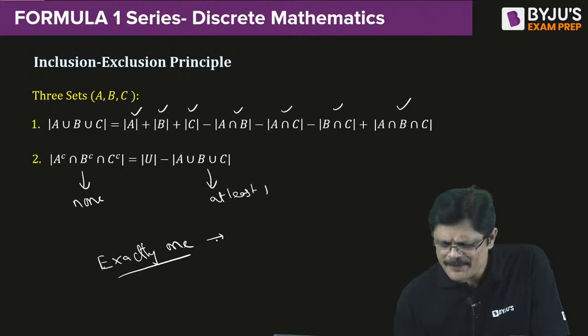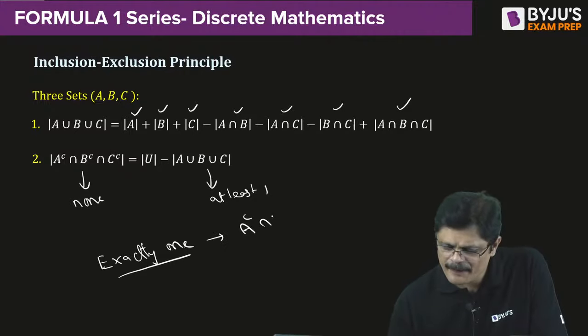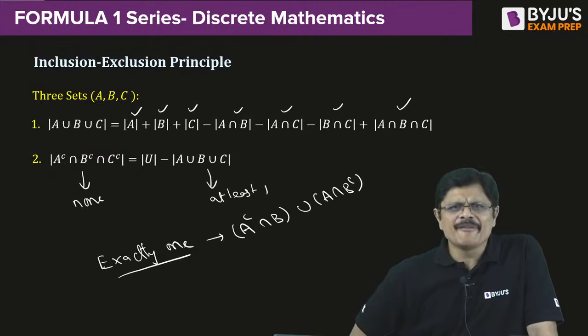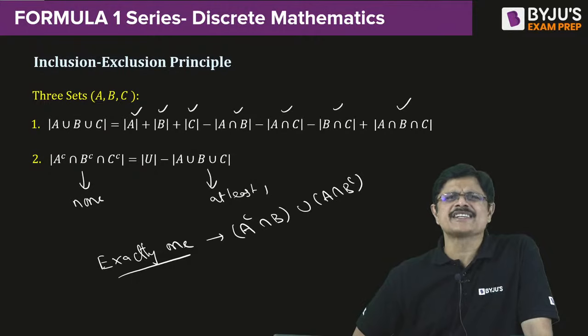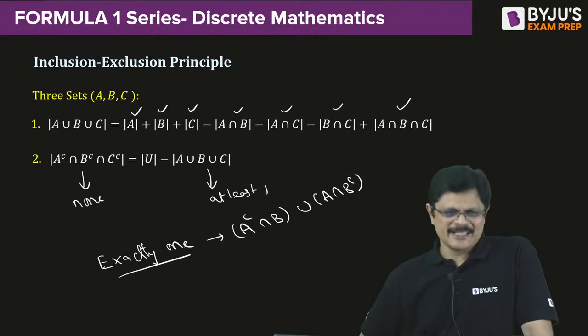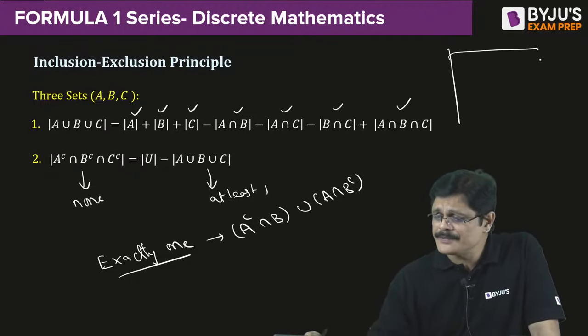Exactly 1 means for 2 sets I am giving this fellow or this fellow. Exactly 1 is actually, for 2 sets, the same as your symmetric difference, my dear friend. For 2 sets it is exactly the same as your symmetric difference: A minus B plus B minus C. That is it. For 3 sets the story would be different.